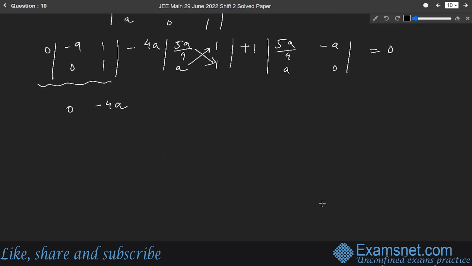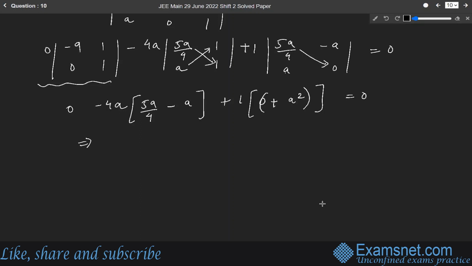It means that 5a upon 4 into 1 minus a into 1, so it is a, right? Plus 1 into 5a upon 4 into 0 will be 0, minus a into minus a. So a into minus a is already minus a square, right? So minus minus will be plus. So we have plus a square and it is equal to what? It is equal to 0.